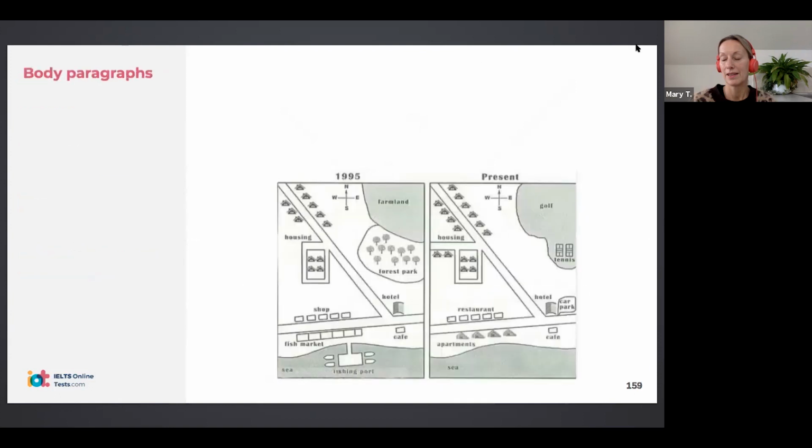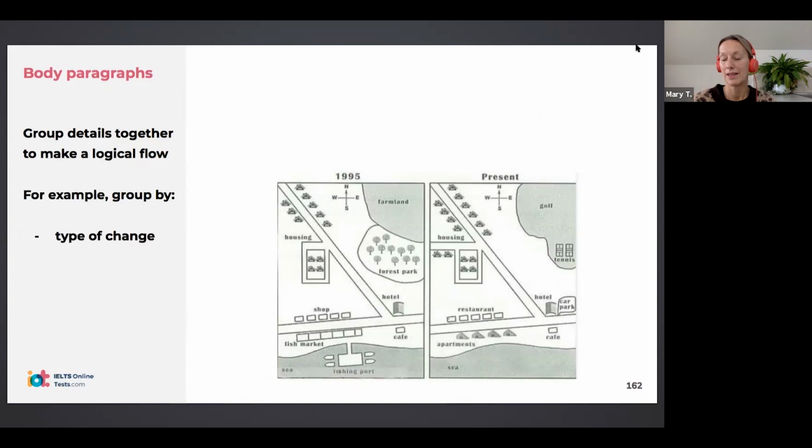Right, so let's just move on to the body paragraphs now. As I said before, you need to group details together to make a logical flow, and that can be challenging because sometimes there are so many details, you don't know what to focus on. But there are different ways you can do this. For example, you can group by the type of change that's occurred, the importance of the change, location, which I think is probably the easiest way to do it. That's kind of what we're going to be looking at here.